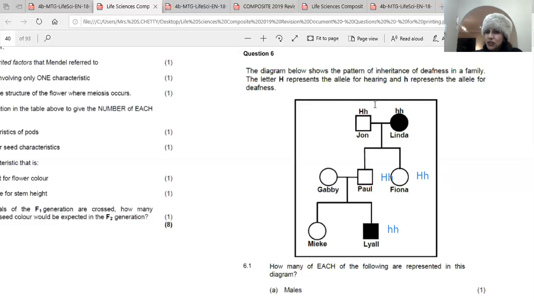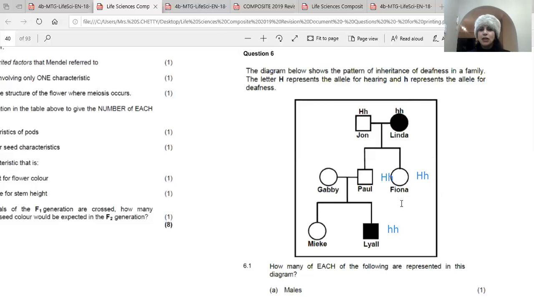But very often you are not given that. And if you are not given John's genotype, you would have had to know that Paul and Fiona could only be that. Why, my darlings? Why? Because they would have received one small h from their mommy. They could never have been capital H capital H.